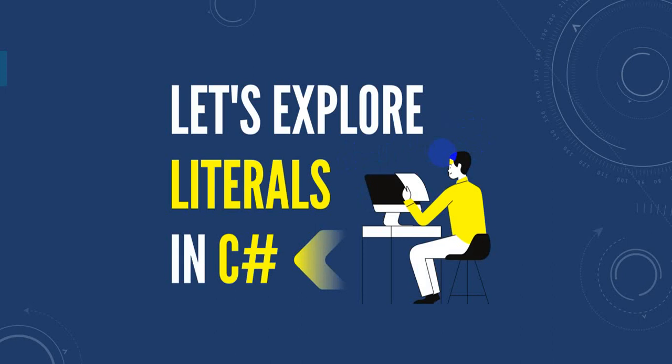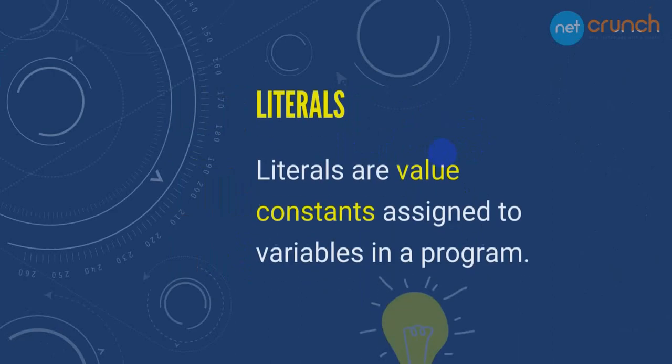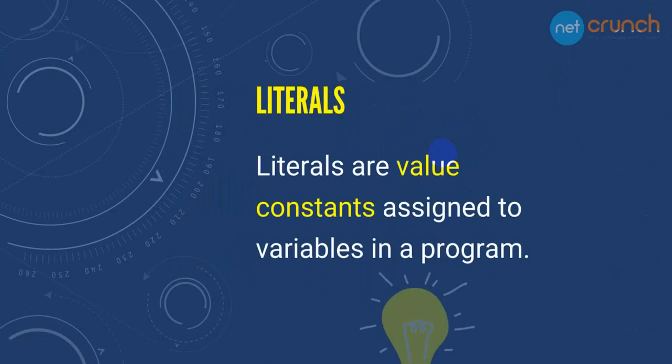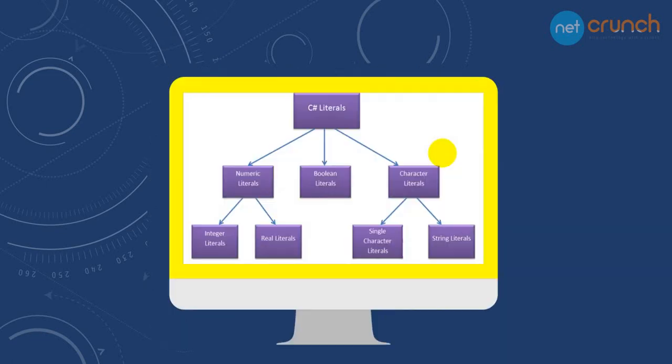So, let's continue. Basically, literals are the value constants which we assign to variables in a program. Suppose you are declaring a variable int a, and you assign int a equal to 10. That is the value constant, and those are the literals. Okay, so in C Sharp we'll see how many types of literals there are.